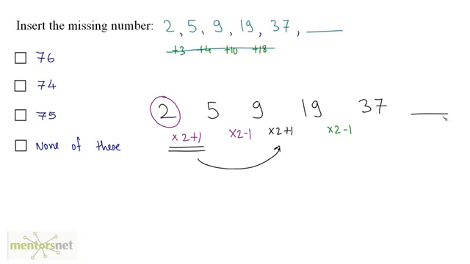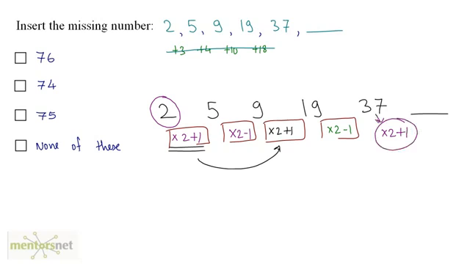So we are getting a pattern. So this is times 2 plus 1, then we have times 2 minus 1, then we have times 2 plus 1, then we have times 2 minus 1. So next we should have times 2 plus 1, right? So 37 times 2 is 74, plus 1 will give you 75. And that's the missing number. So option C is the correct answer.